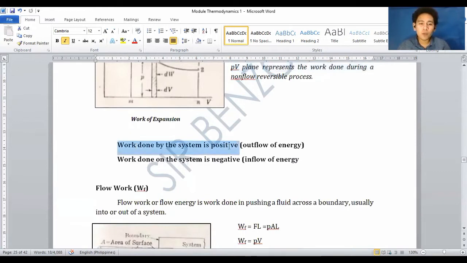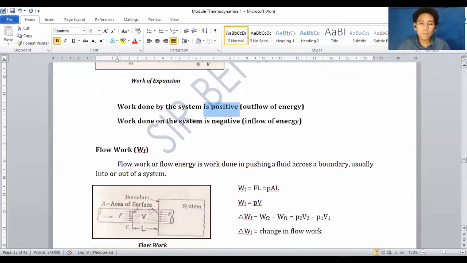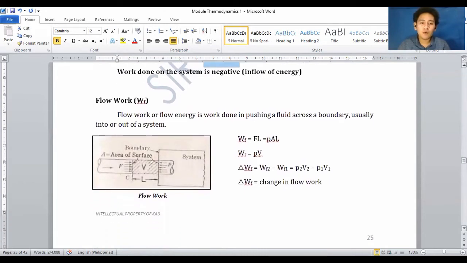Now, please take note of this. When we say work done by the system, it is positive, an outflow of energy. When the work done on the system, it is negative, an inflow of energy. Work done on is negative. Work done by is positive. Please do not interchange that because it is different in meaning.